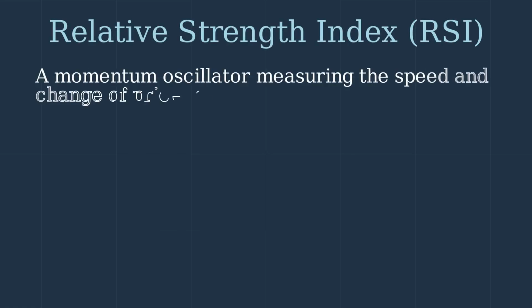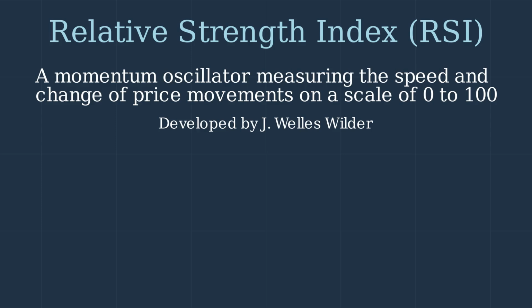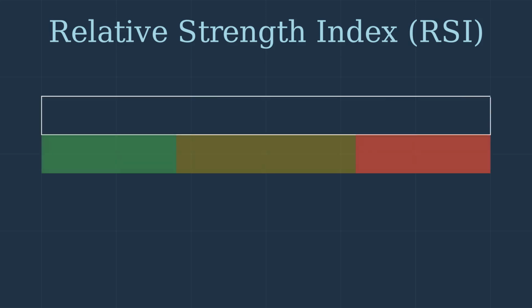The Relative Strength Index, or RSI, is one of the most popular momentum indicators in technical analysis. Developed by J. Wells Wilder, it measures the speed and magnitude of recent price changes. RSI is measured on a scale from 0 to 100. This range is divided into key zones that signal different market conditions.